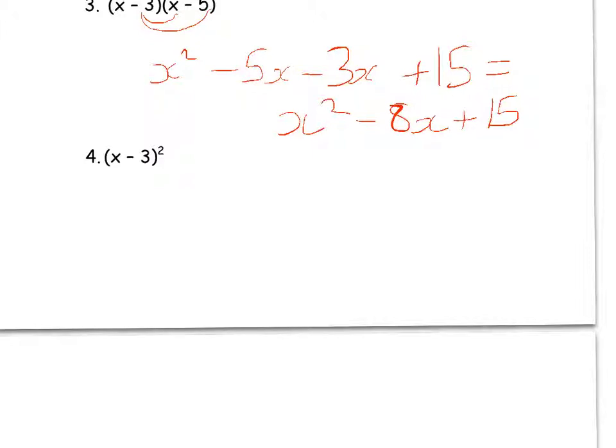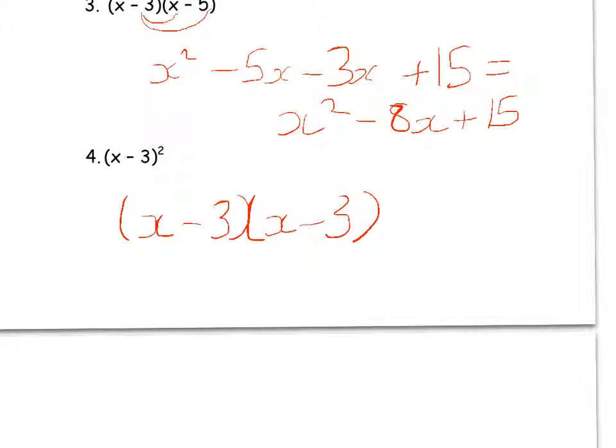x minus 3 squared. Now what does squared mean? Well, squared means multiplying it by itself. So you've got to multiply x minus 3 by x minus 3. Before you start expanding, rewrite this question as x minus 3 times by x minus 3, because then you won't make any mistakes.